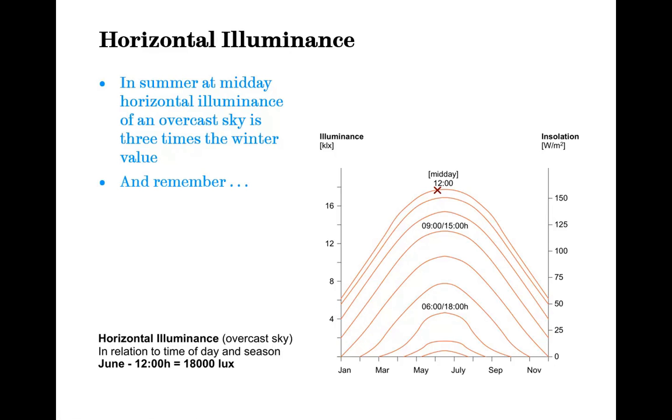And the key factor to remember is that illuminance is directly proportional to solar radiation, or what we call insolation, in other words energy. So if you're getting more light from the sky or from the sun, you're getting more energy, which potentially can mean heat in your building, which can be a good or a bad thing depending on the specifics of the situation.